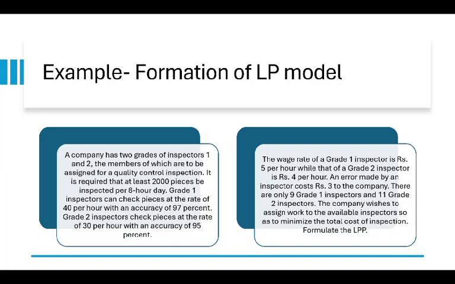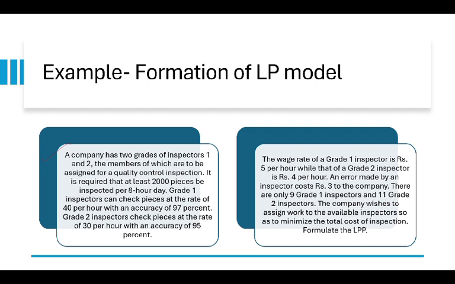So there are two grades of inspectors. A company has two grades of inspectors, 1 and 2, the members of which are to be assigned for a quality control inspection. It is required that at least 2000 pieces be inspected per 8-hour day, right? And grade 1 inspectors, they can check the pieces at the rate of 40 per hour with an accuracy of 97%, and grade 2 inspectors, they can check the pieces at the rate of 30 per hour with an accuracy of 95%. Now the wage rate of grade 1 inspector is rupees 5 per hour, while that of grade 2 inspector is rupees 4 per hour.